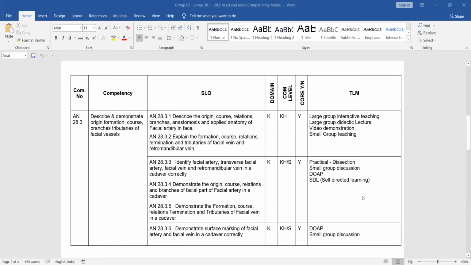Here the domain is knowledge and competency level is knows how, and it is a core competency. And the various teaching learning methods for these SLOs are large group interactive teaching, large group didactic lecture, video demonstration, and small group teaching. Next, coming to the third SLO, identify facial artery, transverse facial artery, facial vein, and retromandibular vein in a cadaver correctly.